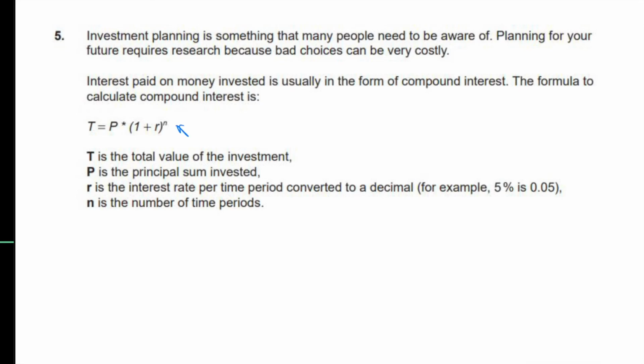So we saw this problem when we were doing spreadsheet modeling, and this is a formula for compound interest. Now T is our total value of an investment after interest. P is the amount of money we're starting out with, R is the interest rate, and N is the number of time periods for which we're calculating the total value of our investment.